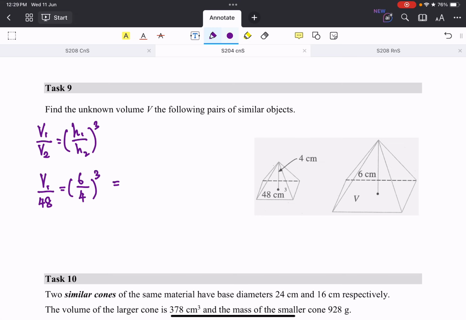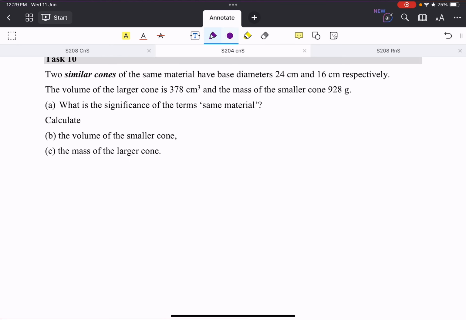Which will result in 27 over 8. So V1 is going to be equal to 27 divided by 8 multiplied by 48. That will give us 162, and the units in this case are cubic centimeters. So that was a simple example. Moving on to the next one, we have two similar cones.